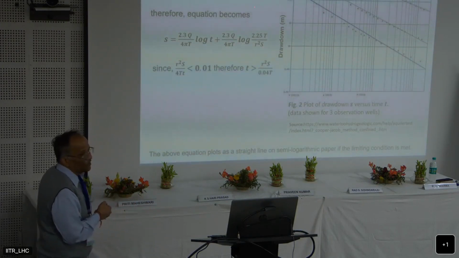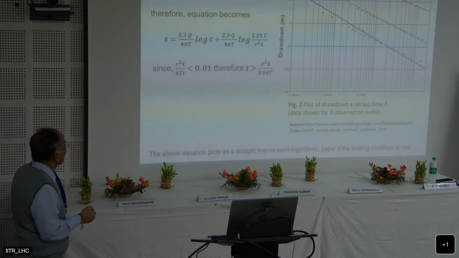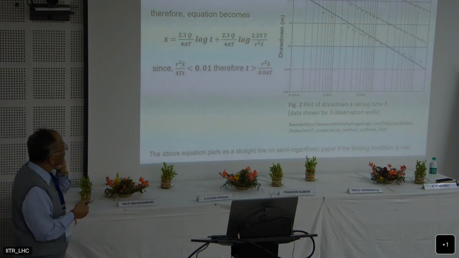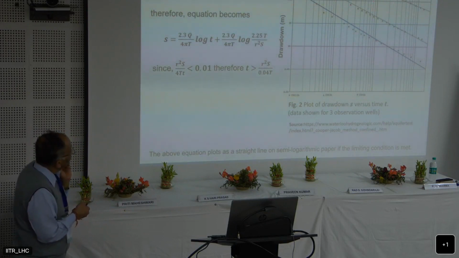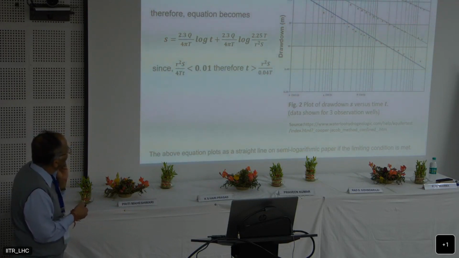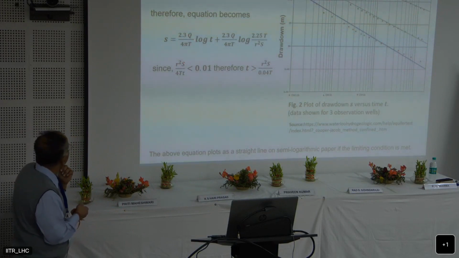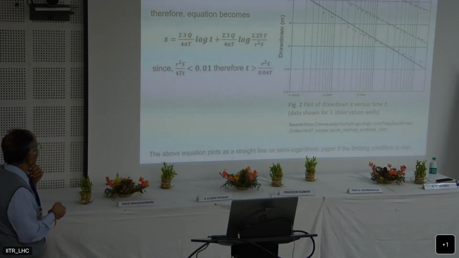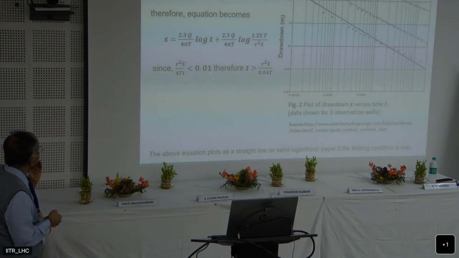Another one is time drawdown analysis. Here at a particular r, because we have 2 or 3 observation wells, at each of these observation wells I plot s as a function of time t. So this is for the first observation well, second observation well, third observation well. When r is constant, we can write s equals 2.3 Q by 4 pi T log t plus 2.3 Q by 4 pi T log this term. Since r square S by 4 T t is less than this, T will be greater than this.